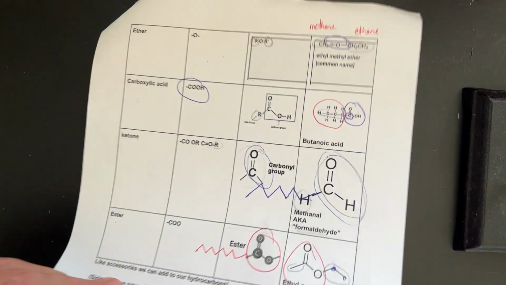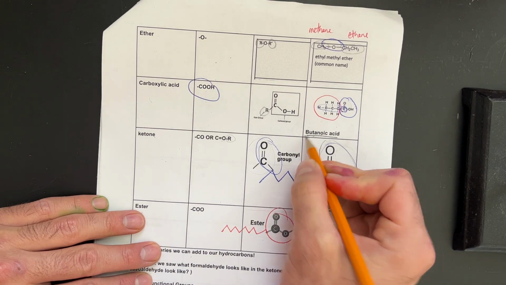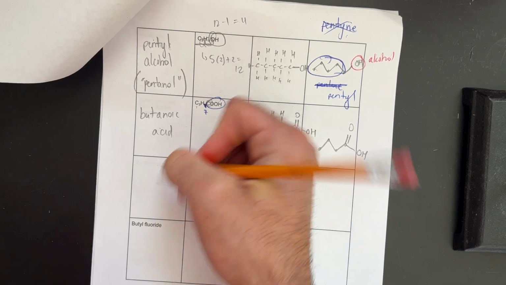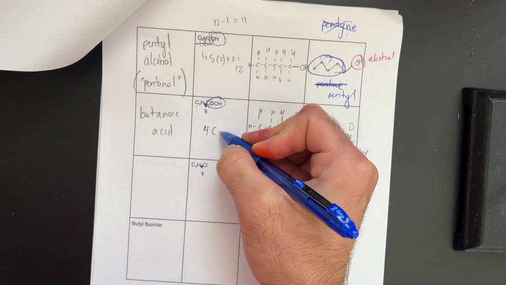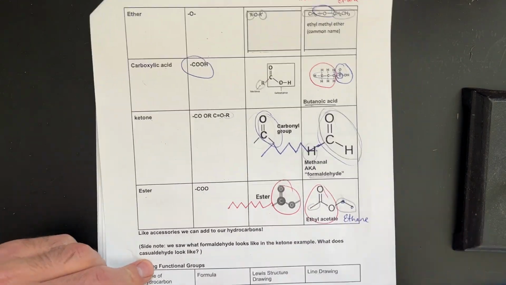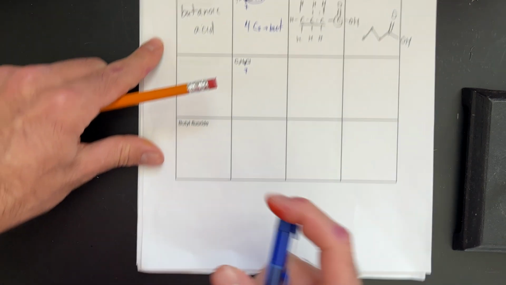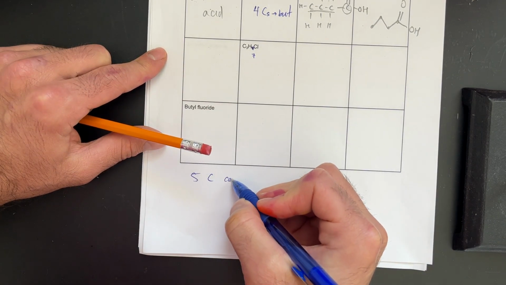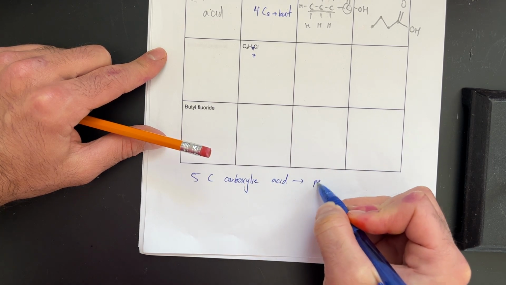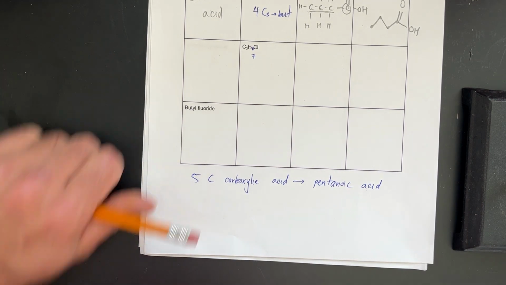Now, what's this? This is a carboxylic acid. And so we're going to use this naming convention. We're going to call it butanoic acid. Butanoic acid, because we have 4 C's, so it's bute. Now, do note, it turns out that this was the same thing as the example. But let's say, for example, if we had 5 C's, what would it be? If we had a 5C carboxylic acid, that would become pentanoic acid. Okay, so there you go.